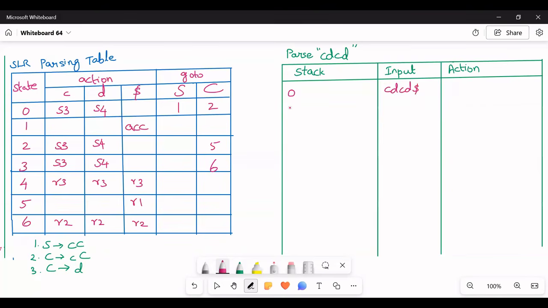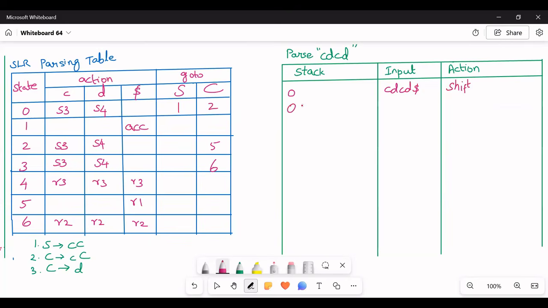Then we have to refer to the action table for the stack and input. The top of the stack is 0 and the current input symbol is C. The left end of the string represents the current input symbol, and the right end of the stack string represents the top of the stack. So 0 comma C means S3, right? So we have to write S3, which means shift.